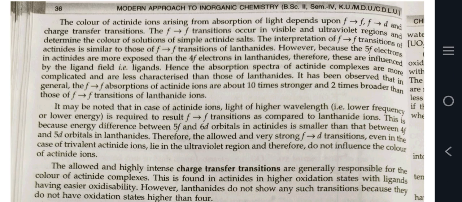It may be noted that in case of actinide ions, light of higher wavelength, lower frequency or lower energy is required to result in f-f transitions as compared to lanthanide ions. This is because the energy difference between 5f and 6d orbitals in actinides is smaller than that of 4f and 5d orbitals in lanthanides. Therefore, the allowed and very strong f to d transition, even in the case of trivalent actinide ion, lie in the ultraviolet region and therefore do not influence the color of actinide ion.